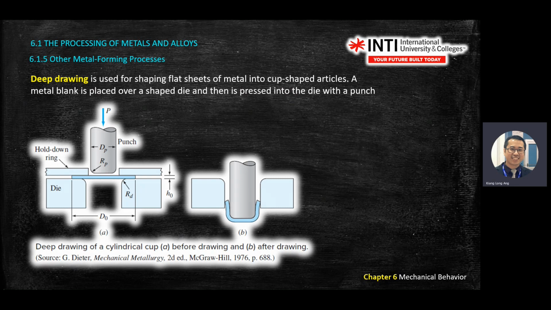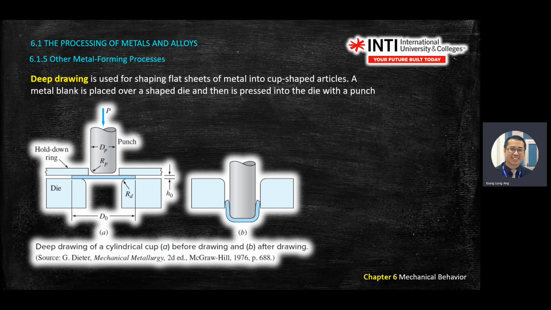So, recap: how many processes have we learned so far? We start with casting, right? Casting, then rolling. You have two, right? Hot and cold. And for cold rolling, you have one calculation for the percentage of cold rolling. Then what else?